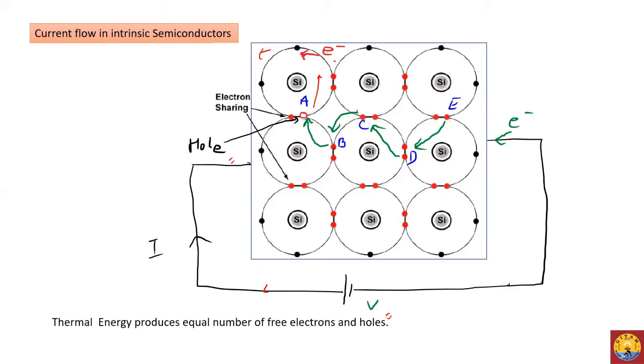So what happens? As you see, the electron in position B will jump from B to A, and so we will form a hole at position B. Then the electron from C will jump to B, and we have a hole here. In a similar fashion, electrons from position D will jump to position C, and we create a hole at position D. And the electron from E jumps to D, and we have a hole here.